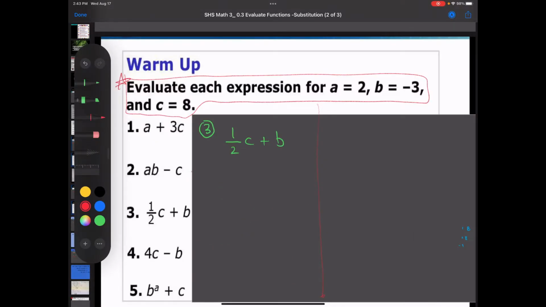All right, let's go over this example of evaluate each expression. A is 2, B is -3, and C is equal to 8. We're doing question number 3. And in this question, I only see B and C, so I don't need A. If you have highlighters, super helpful. So the b value, we'll do green, is negative 3. Every b value, I'm going to put in here, negative 3.